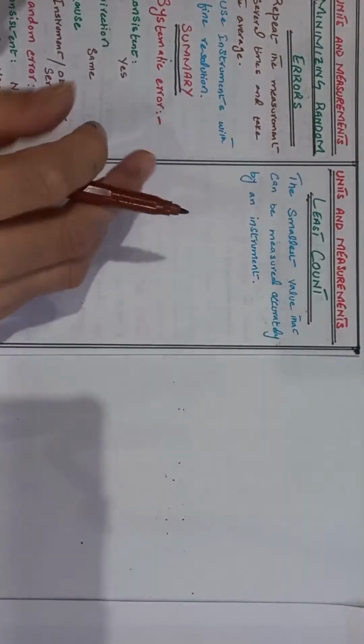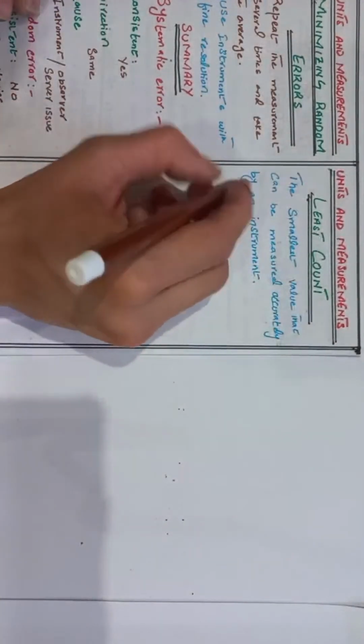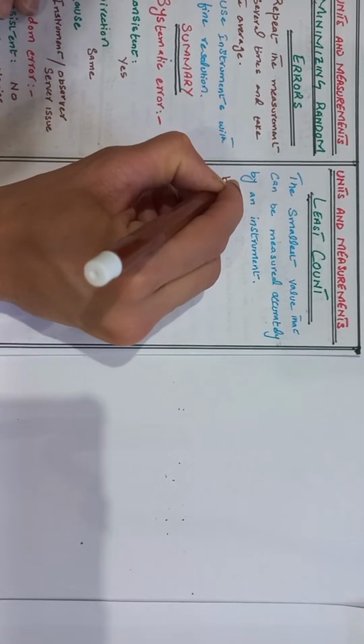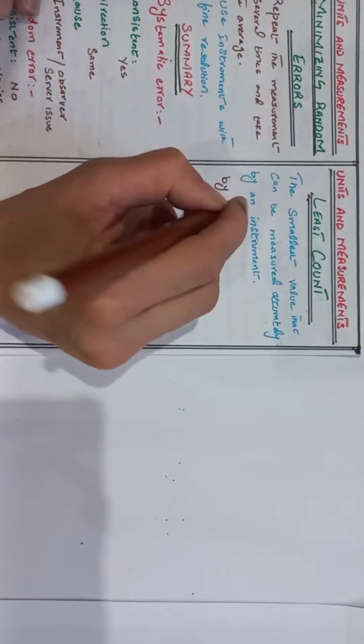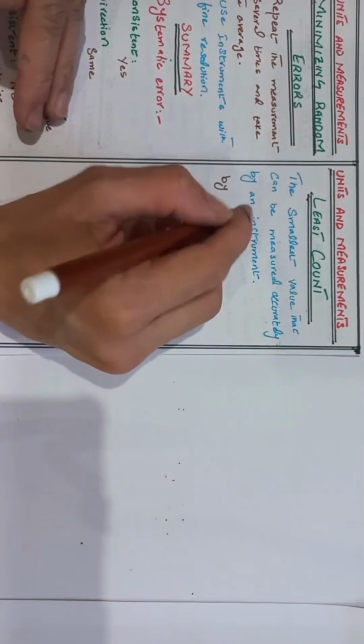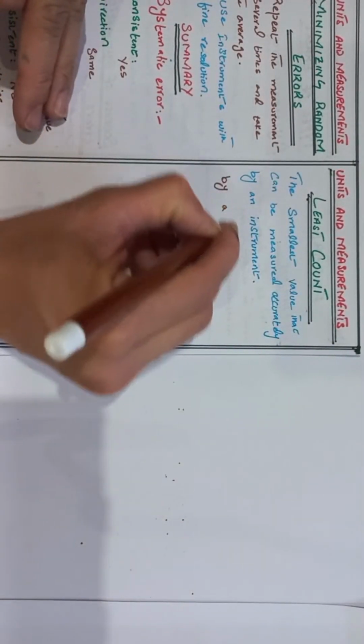Okay, the smallest value can be measured using two types of instrument. The first is the vernier caliper and the second is the screw gauge. We will discuss the vernier caliper and screw gauge in detail in the next video. Today we discuss them in short. What is a vernier caliper? A vernier caliper is a measuring instrument.